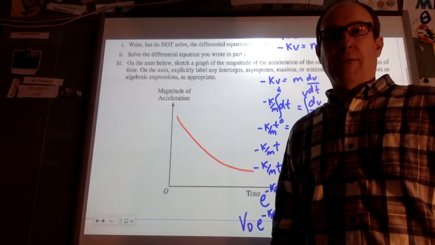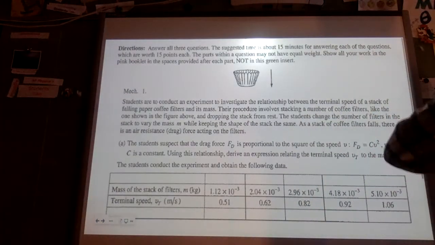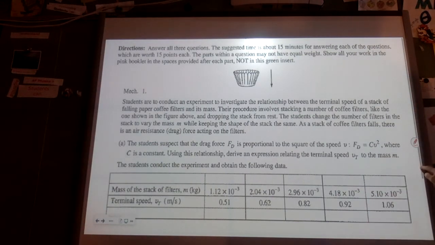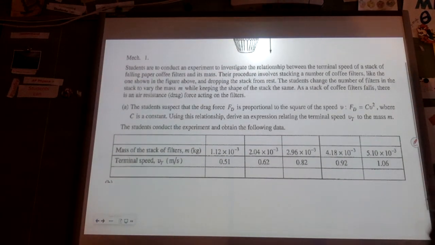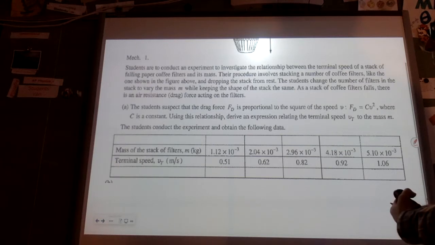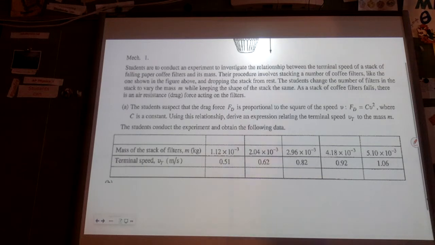All right, students are to conduct an experiment to investigate the relationship between the terminal speed of a stack of falling paper coffee filters and its mass. The procedure involves stacking a number of coffee filters like the one shown in the figure above and dropping the stack from rest. The students change the number of filters in the stack to vary the mass m while keeping the shape of the stack the same. As the stack of coffee filters falls, there is an air resistance drag force acting on the filters. The students suspect the drag force Fd is proportional to the square of the speed, where C is a constant. Using this relationship, derive an expression relating the terminal speed Vt and the mass m.